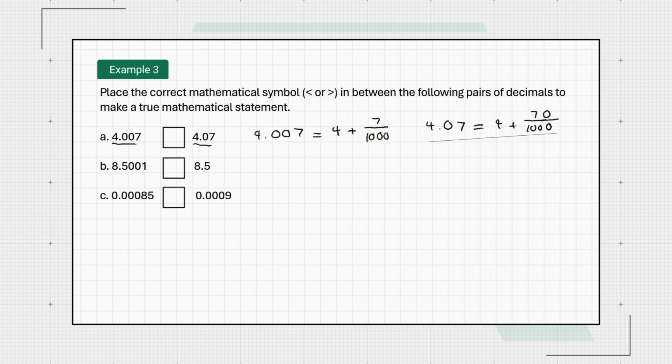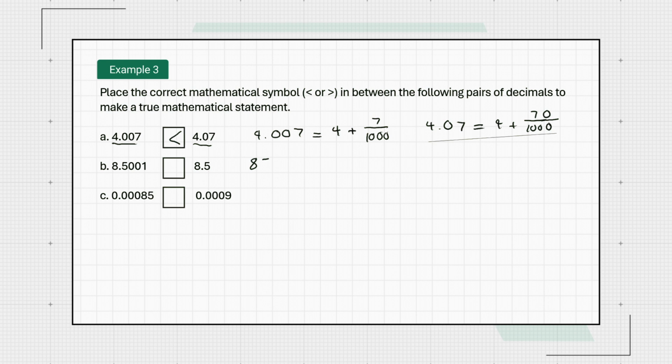It has the same whole number, but ultimately it has 70 groups of 1,000, which is greater than 7 groups of 1,000. So as always, the arrow points away from the largest to the smallest.